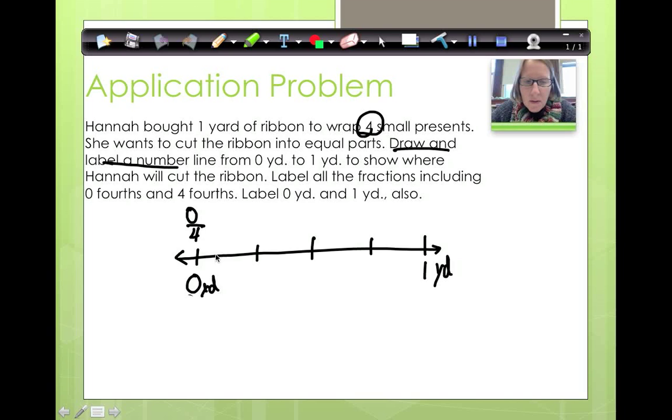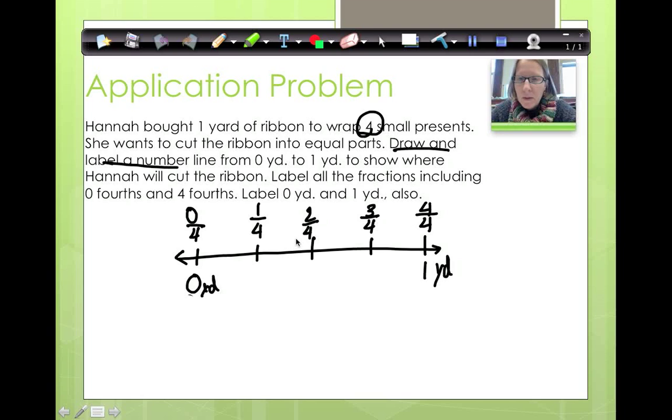How many fourths would this one be? This would be 1/4. This one would be 2/4. This one would be 3/4. And this one would be 4/4.